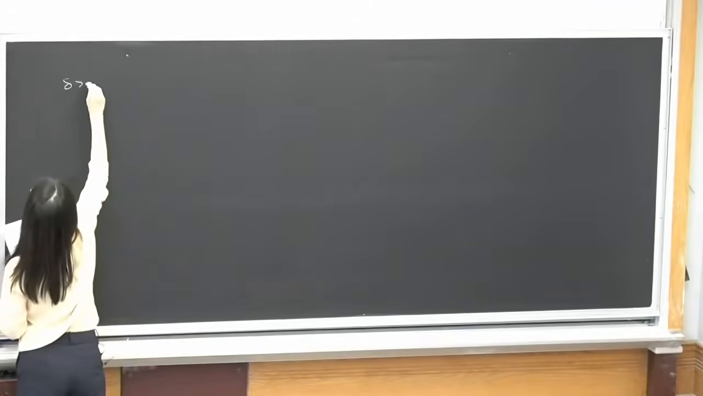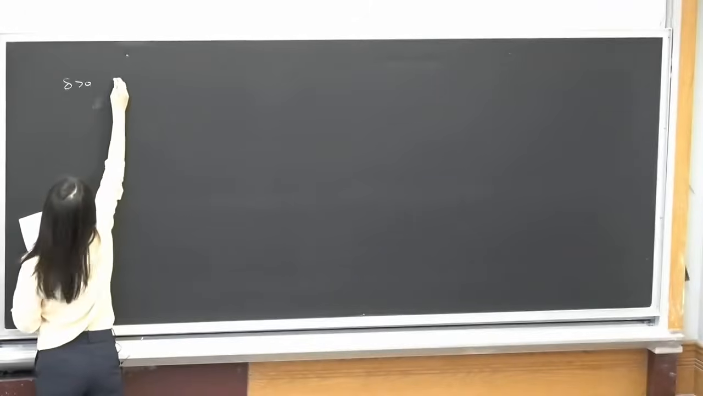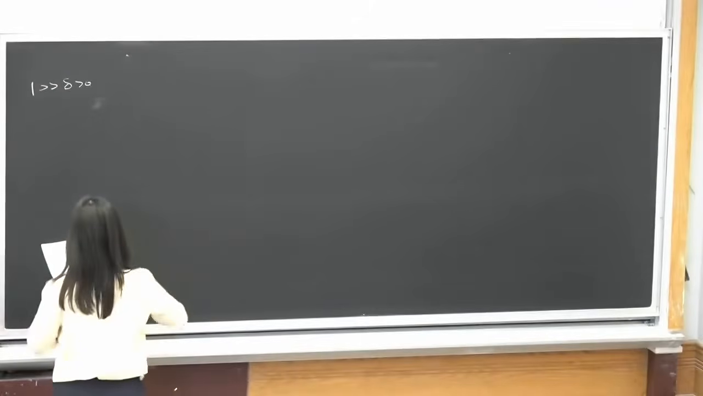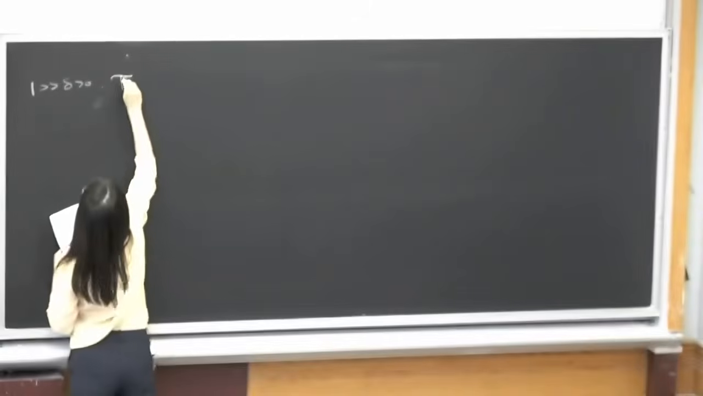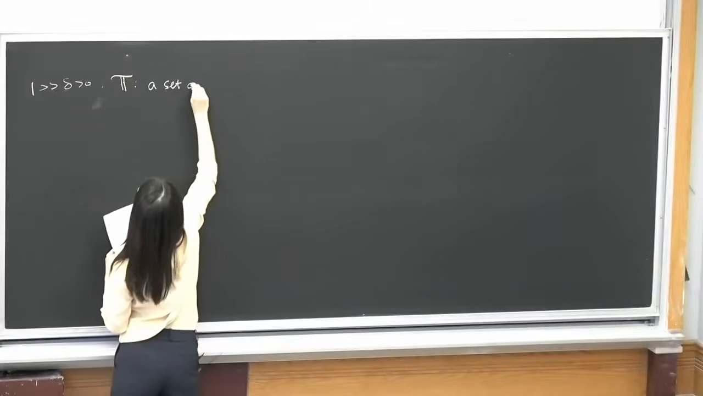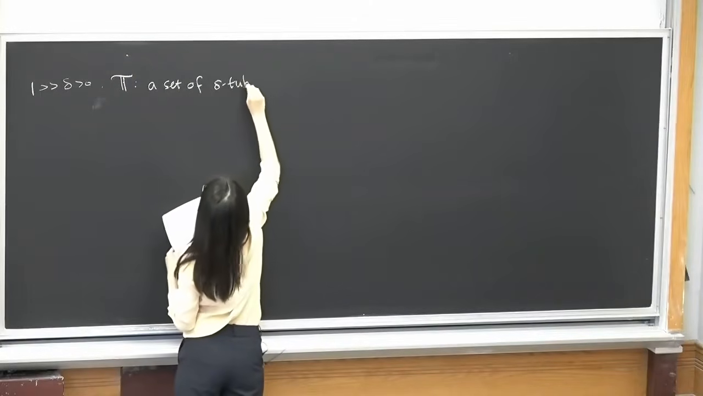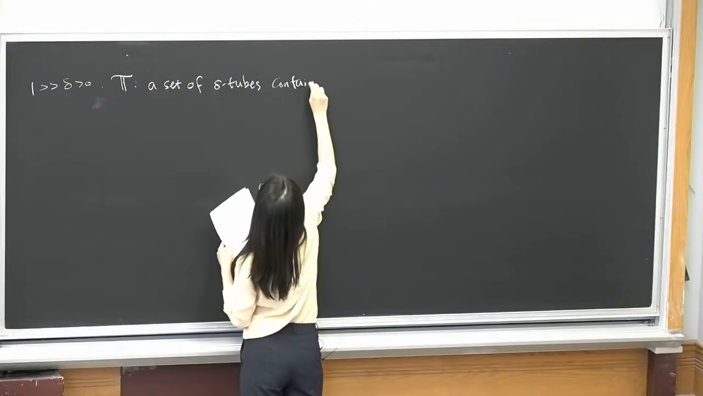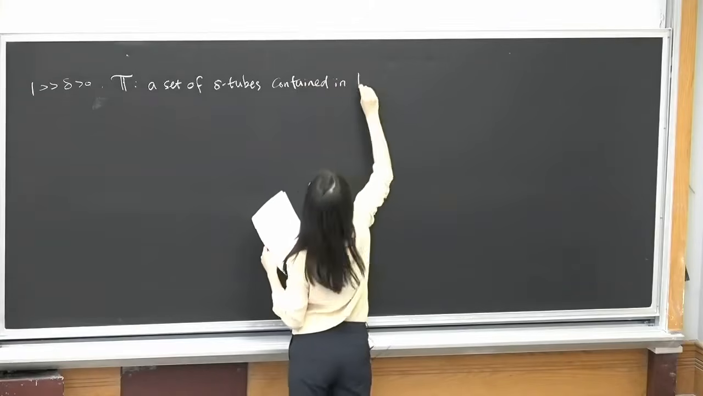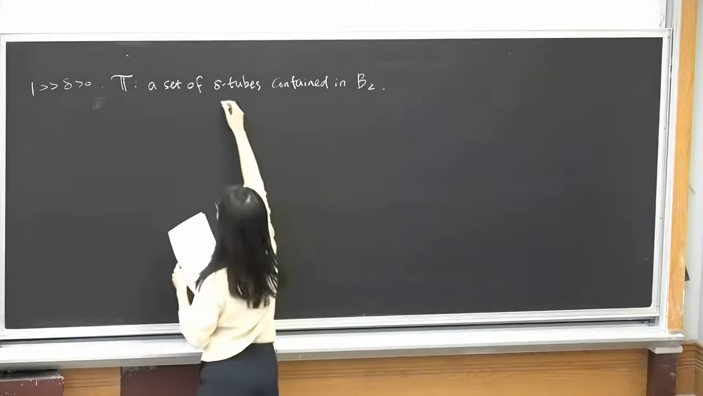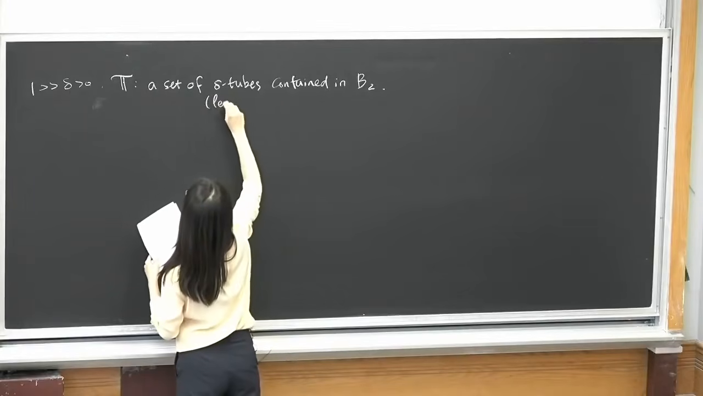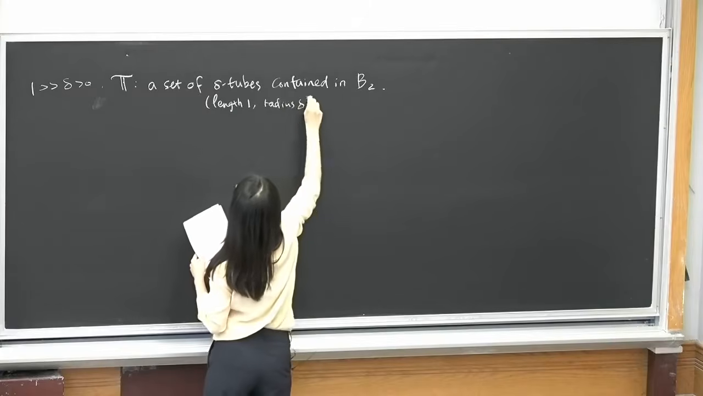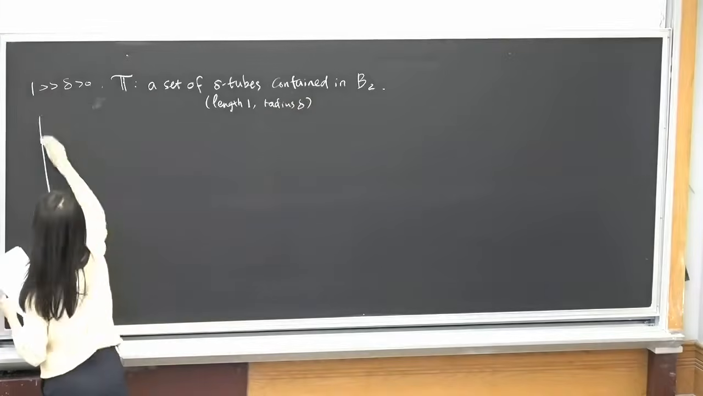Let's first translate the Kakeya problem to a discretized problem. Let's say delta is a small scale, very small, much less than 1 and positive. And say T is a set of delta tubes contained in, let's say, a ball of radius 2. Here delta tubes means length 1 and radius delta.